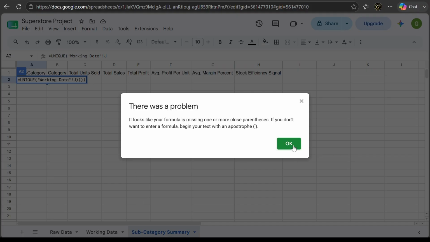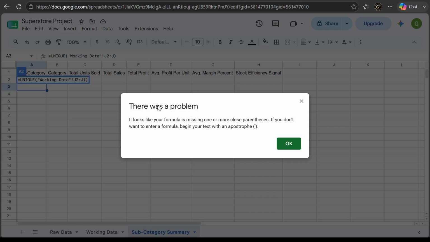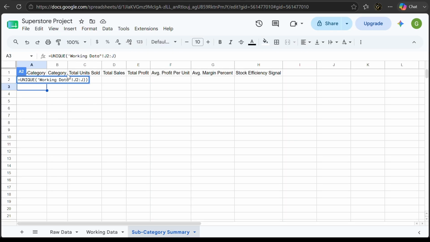So I'm just going to say J2. J2 is where you have the first value, and then down to everything in column J. Then I'll press enter there. Why is it saying it looks like your formula is missing one or more close? Oh, I've seen that. I used a single quote here and then a double quote here. If I'm using a single quote, I should keep it steady. So I'll close this and press enter.